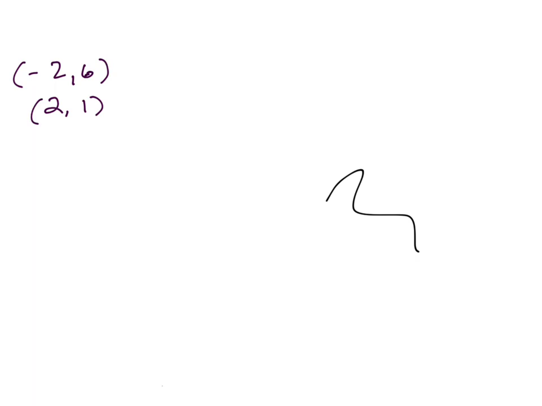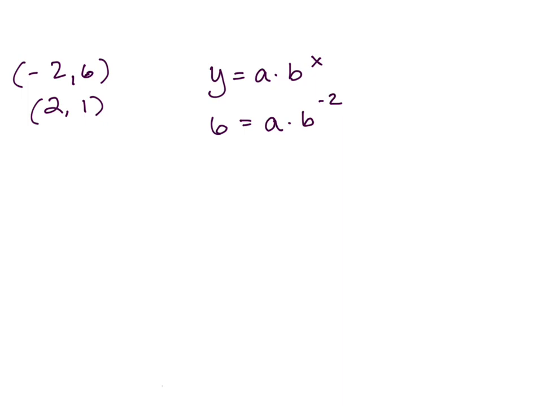This is how we do this when I don't get the initial value. This is going to be example 5. How I work when I don't get the initial value. Negative 2, 6, and 2, 1. We're going to write 2 equations, both of them in the form of y equals a times b to the x power. For the first point, 6 is y. 6 is equal to a times b to the negative 2 power. You seeing what I'm saying here? For the second equation, 1 is equal to a times b squared.